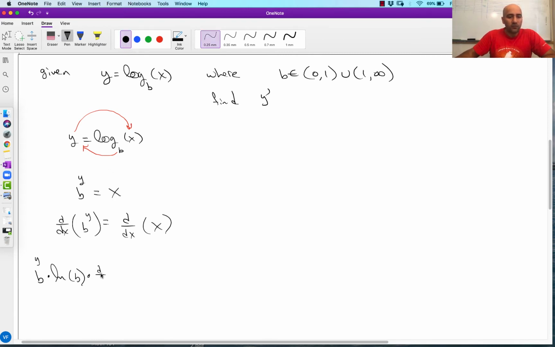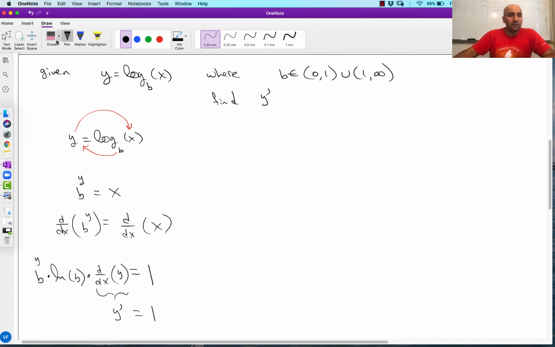Times, and now it's the derivative with respect to x of the y, and on the right hand side there was that 1 from there. Okay, so this is good old chain rule. And now this, well, that's exactly what I'm looking for. The derivative with respect to x of the y. So this is just our y prime, just to kind of get a different notation. Or you can also write it as dy dx, right?